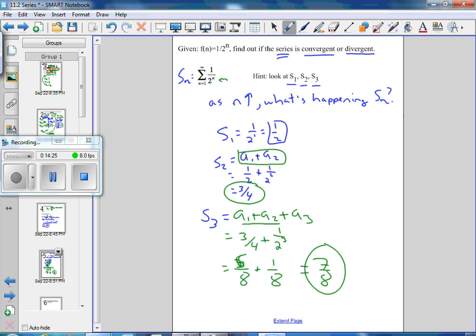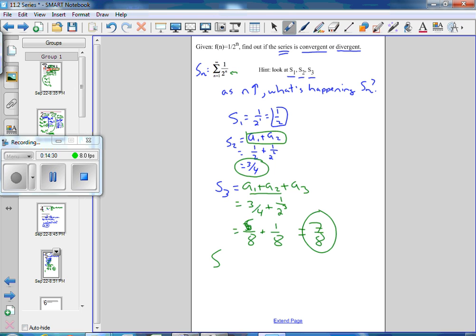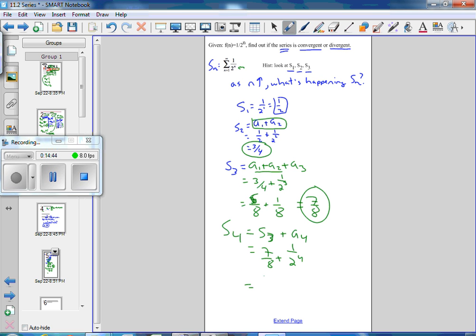Let's just look at one more term, and I think it'll be clear. What if we look at s sub 4? Well, s sub 4 is s sub 3 plus a sub 4, which equals 7/8 plus 1 over 2 to the 4, which we can write as 14/16 plus 1/16, which is 15 over 16.